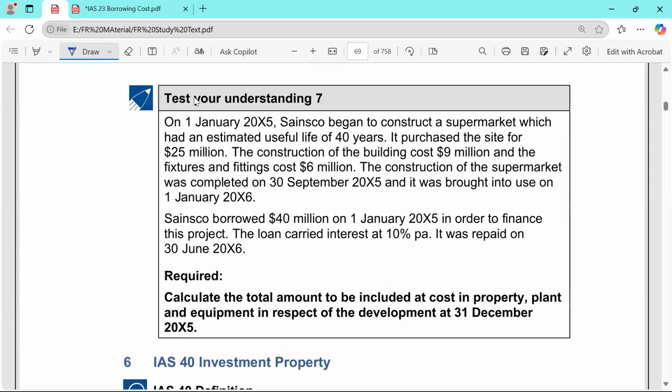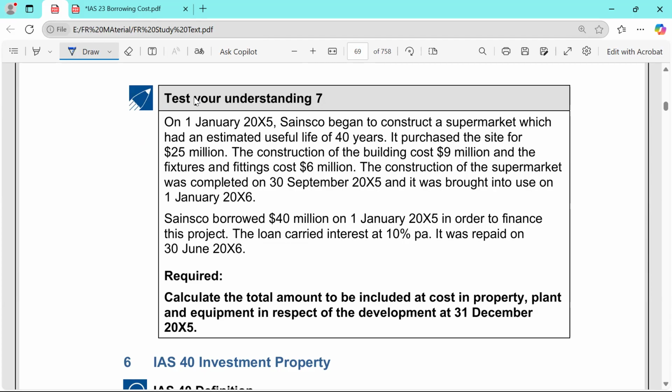Question 7. Calculate the total amount to be included as the cost in property, plant, and equipment in respect of the development at 31st December 20X5. On 1st January X5, Sensco began to construct a supermarket which had an estimated useful life of 40 years. It purchased the site for 25 million. The construction of the building cost 9 million and the fixtures and fittings cost 6 million. The construction of the supermarket was completed on 30th September 20X5 and it was brought into use on 1st January X6.